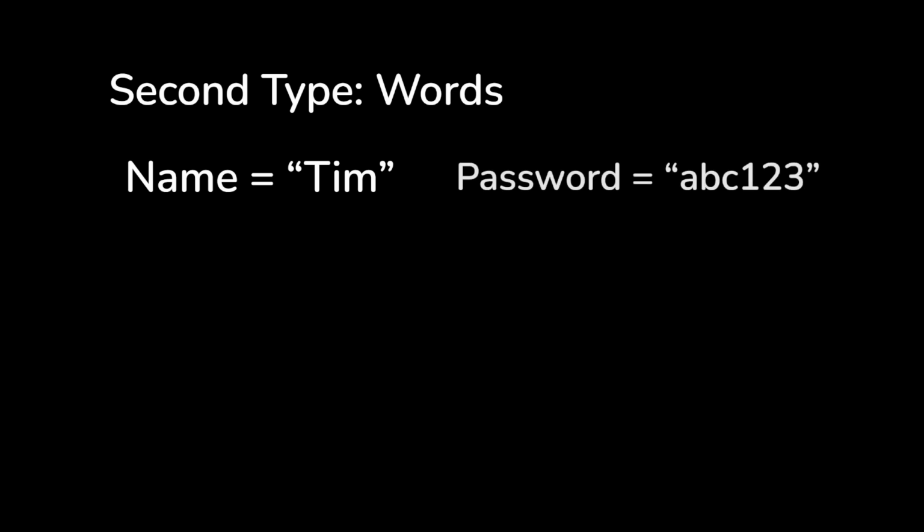The second type of values that you can put into a variable are words. For example, if you have a variable, you can make it have a value of Tim, and that can change to Timothy in the future. And if you have a password variable, it can be ABC123. So as you can see, words can have numbers in them, but the key thing about it is that they're always in quotations. So the computer's not going to read it as a number, it's going to read it as just letters. And we call words in programming strings.